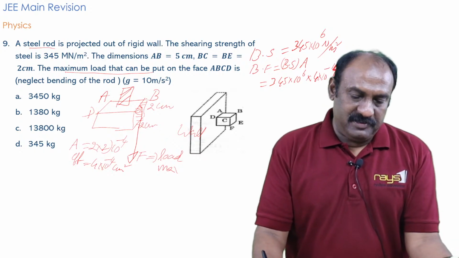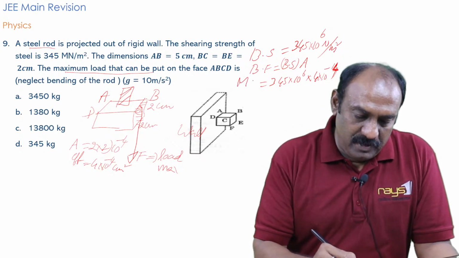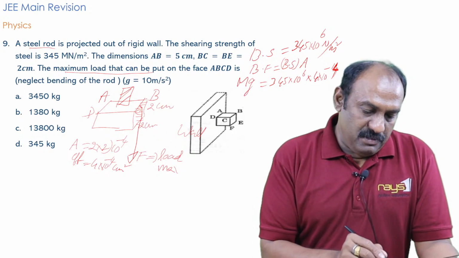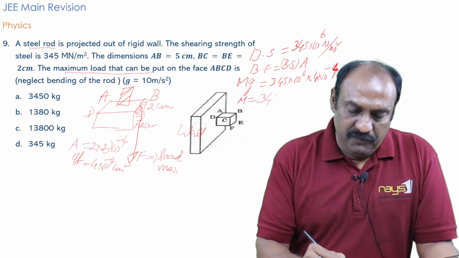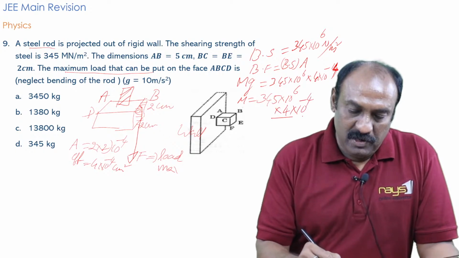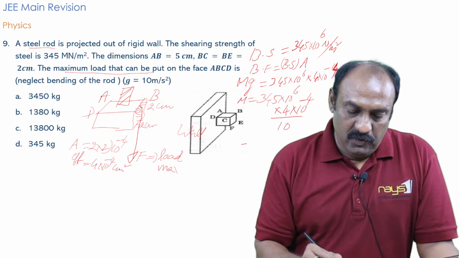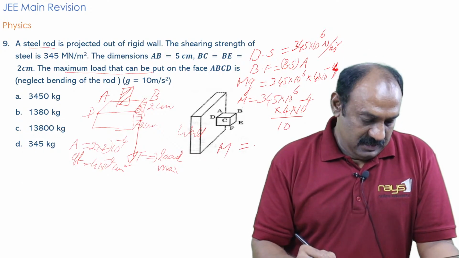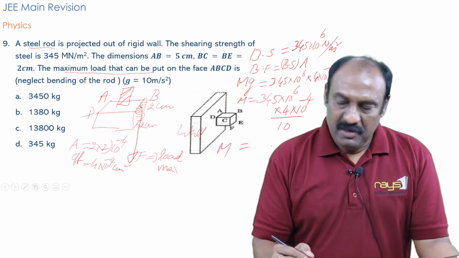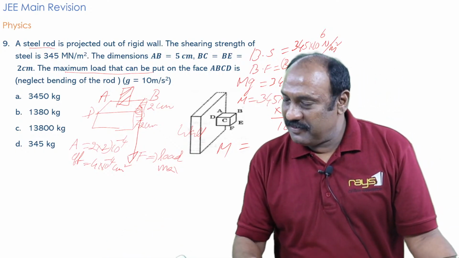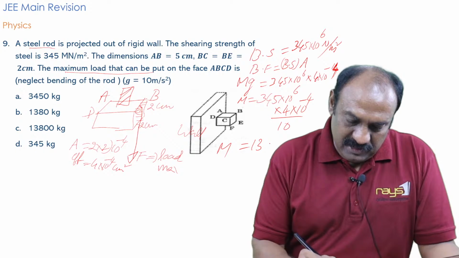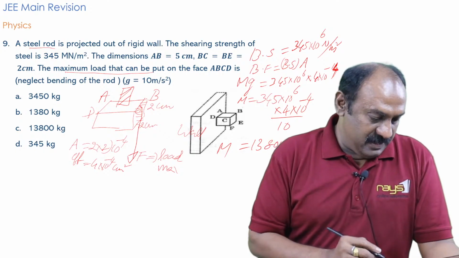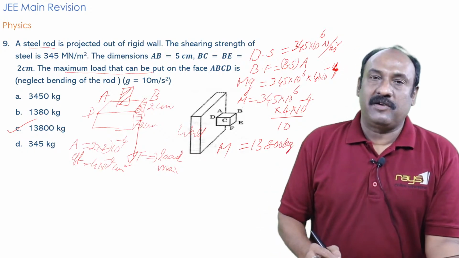So after calculation, your breaking force is mg. We want the maximum load in terms of kilogram. So m equal to 345 into 10 power 6 into 4 into 10 power minus 4 by g, where g value is 10. Then you do the calculation. After calculation, you get 1380. I will check that answer. The answer is 13,800 kg. 13,800 kg is the answer for question number 9. So the answer is C for question number 9.